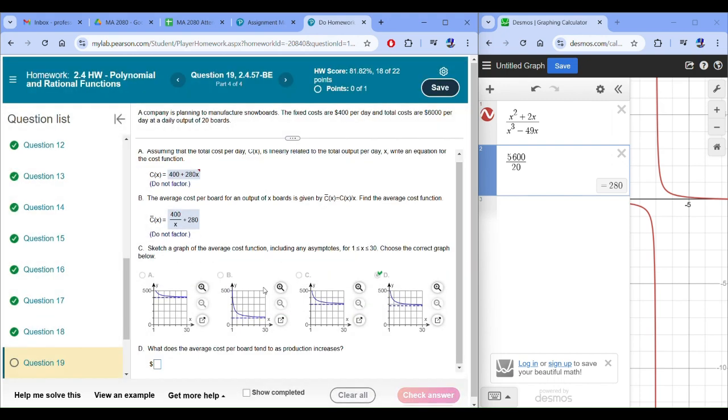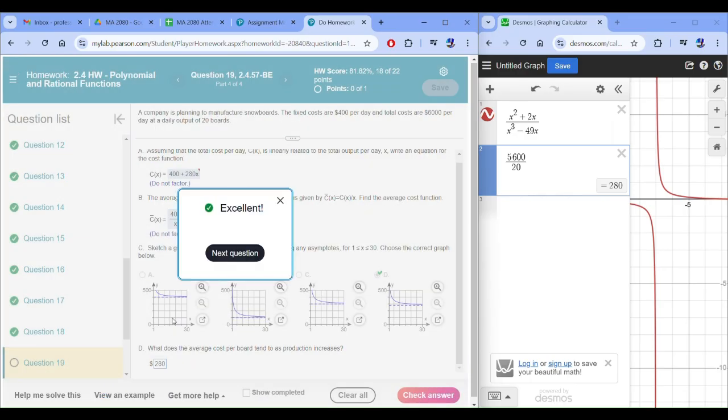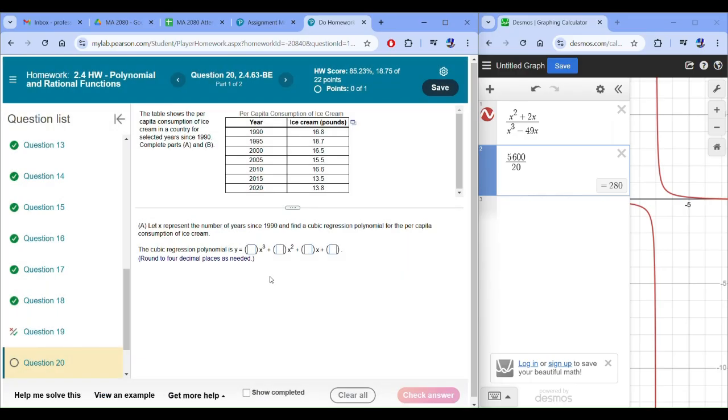You gotta really look at these graphs. What does the average cost per board tend to as output increases? $280. Yep. The table shows the per capita consumption of ice cream in the country for selected years from 1990 to 2020. Sorry, couldn't see.